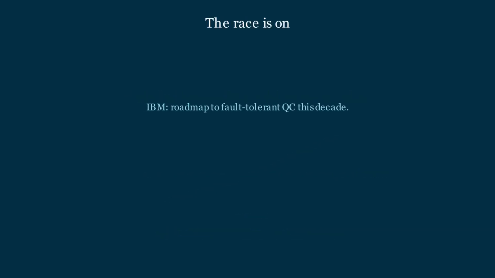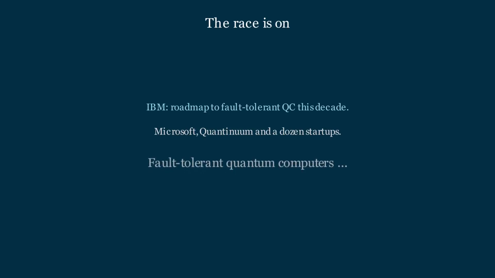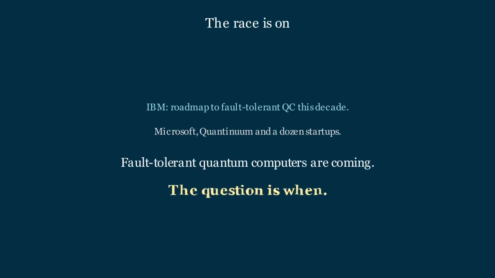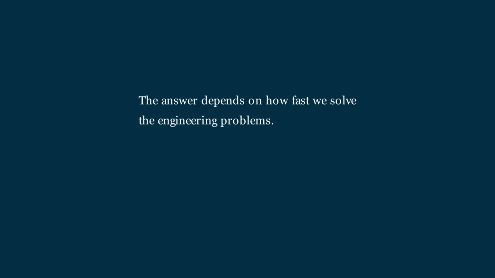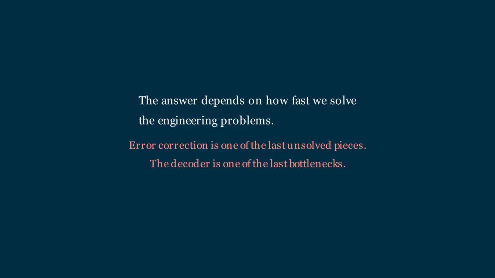IBM has published a roadmap to fault-tolerant quantum computing within this decade. Microsoft, Quantinuum, and a dozen startups are racing toward the same goal. The consensus in the field is that fault-tolerant quantum computers are coming. The question is not if, the question is when. And the answer depends largely on how fast we can solve the engineering problems. Error correction is one of the last unsolved pieces. The decoder is one of the last bottlenecks.